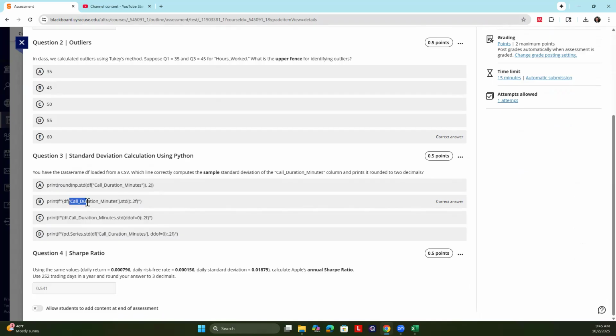In the data frame, we look at the column labeled as call_duration_minutes. And we would like to show our results to decimals. And then finally, we would like to print our result.